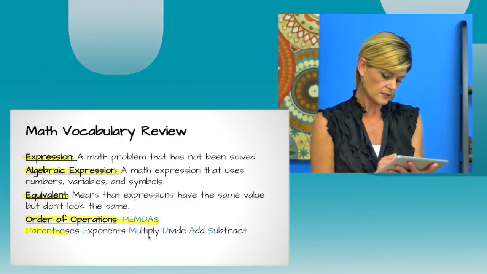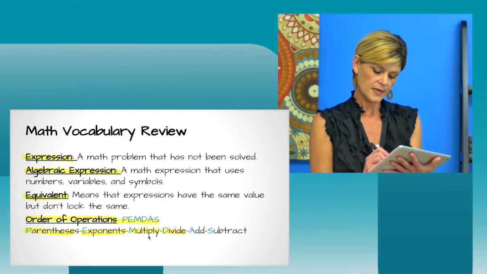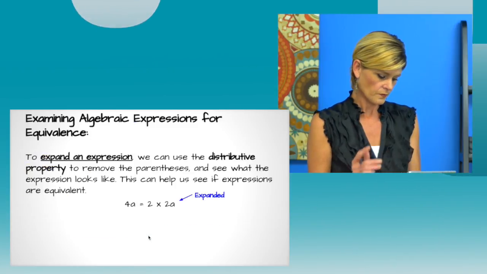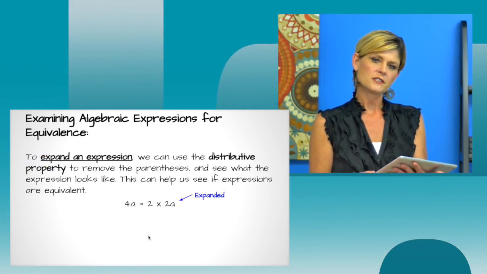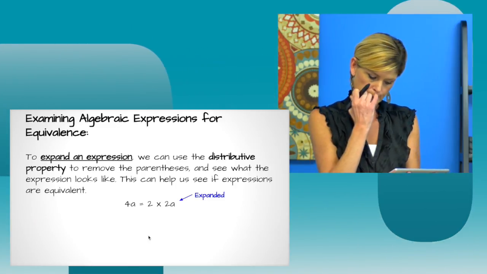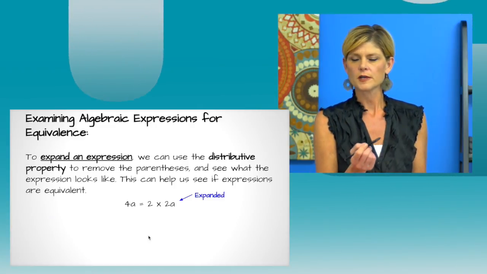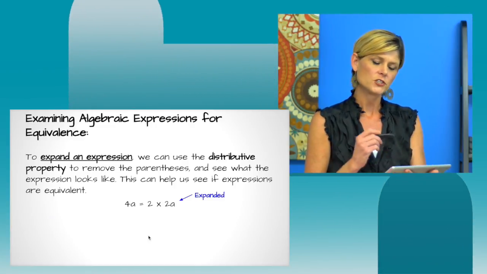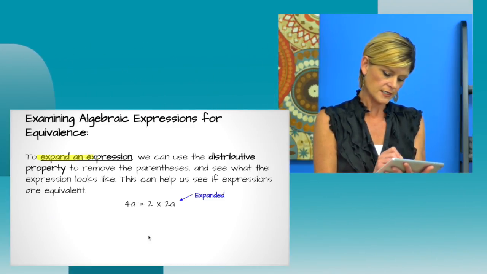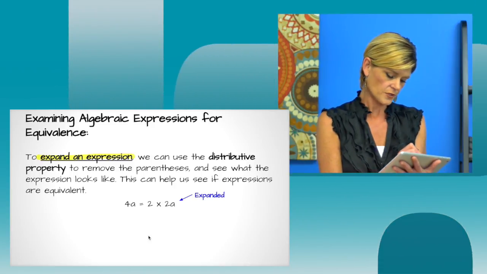P for parentheses, E for exponents, M for multiply, divide, add, and subtract. So just a quick review of some of our terminology. Okay, so one of the things I wanted to talk about today was expanding expressions, and this is going to help us when we're looking for equivalence, and I'll explain a little bit more what I mean by that in a minute. But first of all, I just want to focus in on what it means to expand an expression. Let me just read the whole definition to you as it's written here.